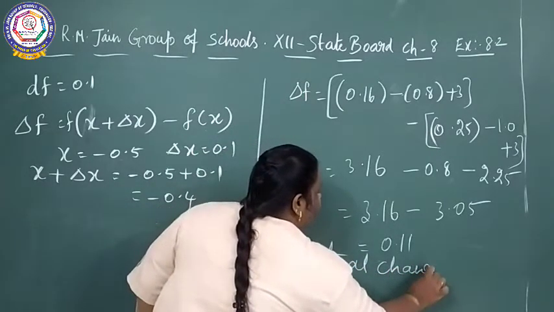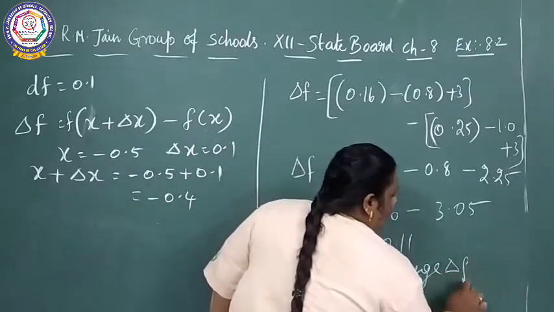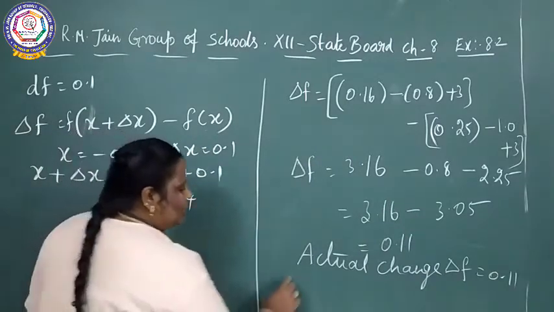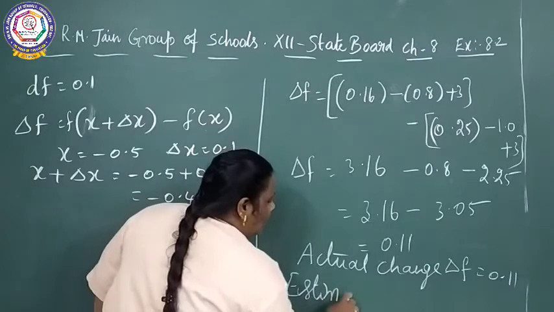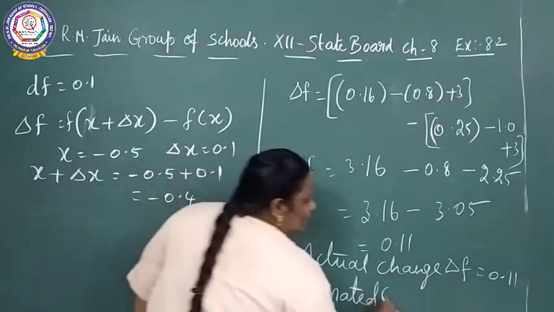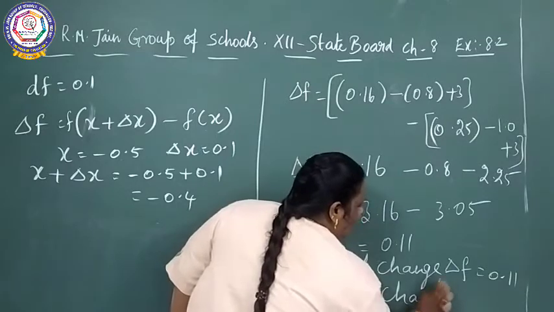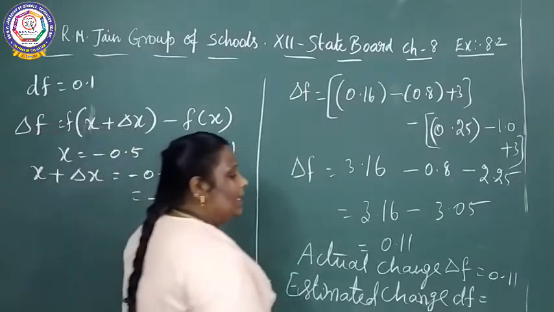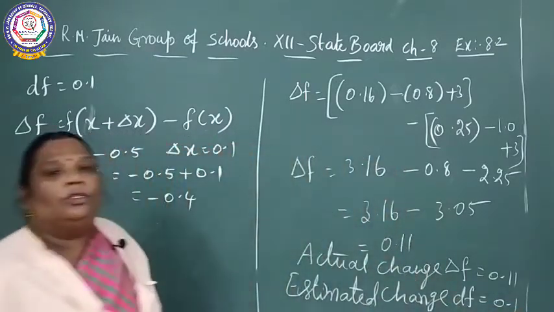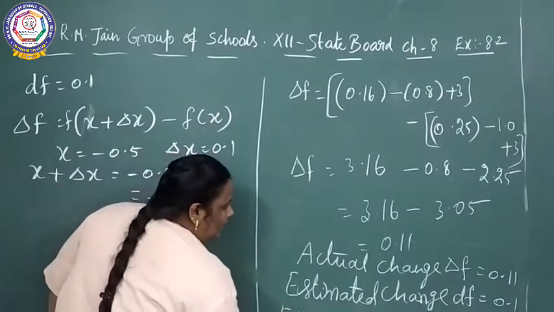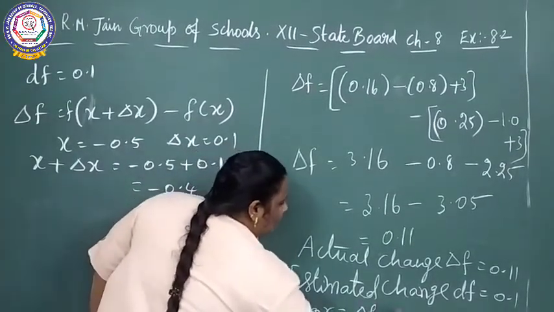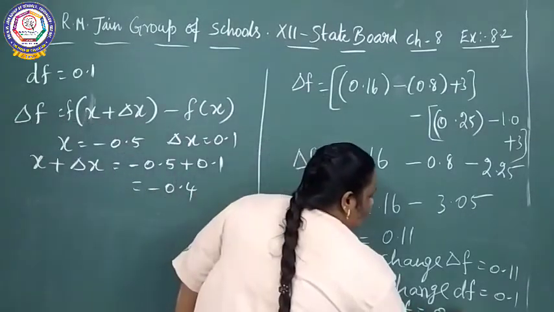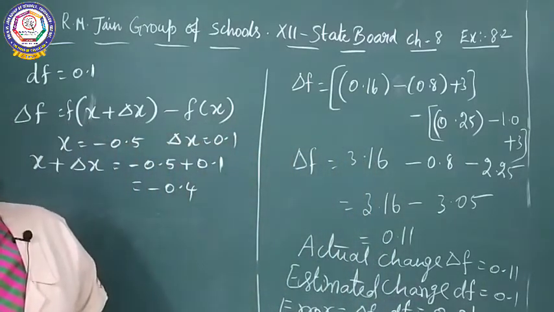So the actual change Δf equals 0.11. Next one is the estimated change df. What is the value we are getting? 0.1. So what is the error? Error = Δf - df. When we subtract these two, what is the answer you are getting? 0.01. Okay.